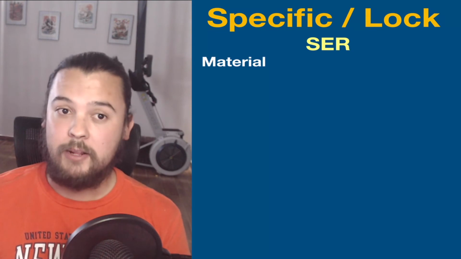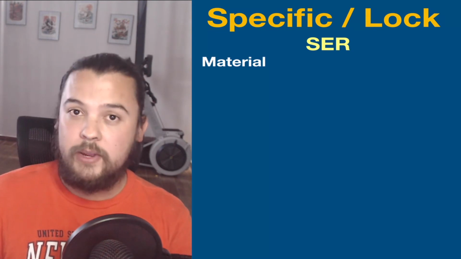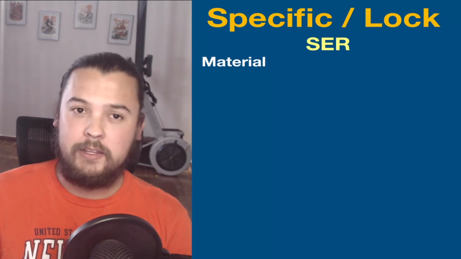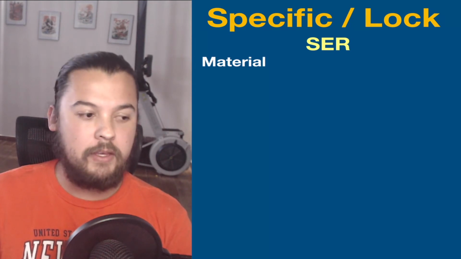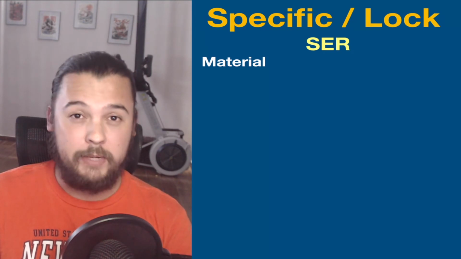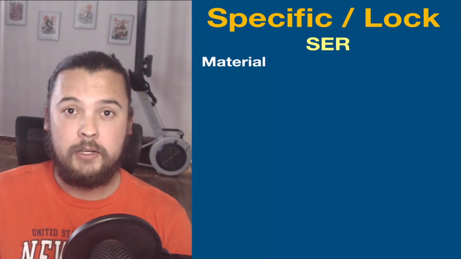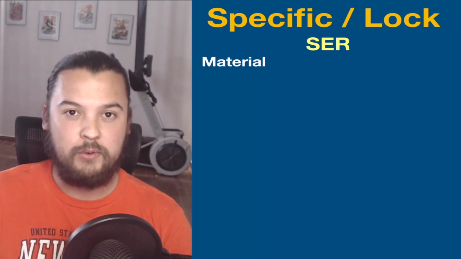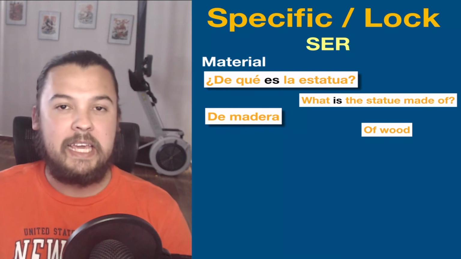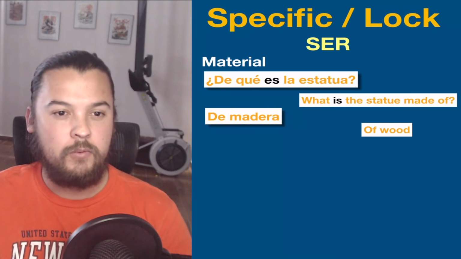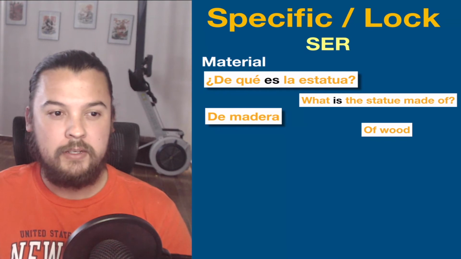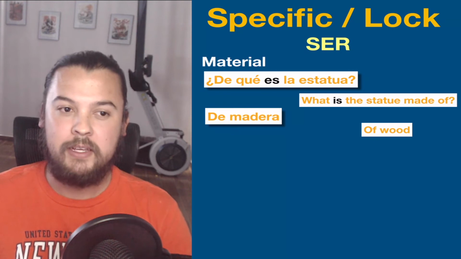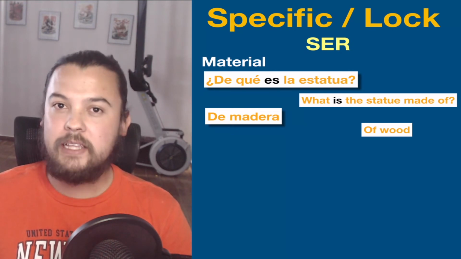Next is material. If you want to talk about the material something is made of, you will be using the verb ser. A wallet is made of leather, a microphone is made of metal, a chair is made of wood. So if you want to talk about the material something is made of, you have to use ser. For example, ¿de qué es la estatua? What is the statue made of? De madera, of wood. So wood is the material. So you have to say es de madera.